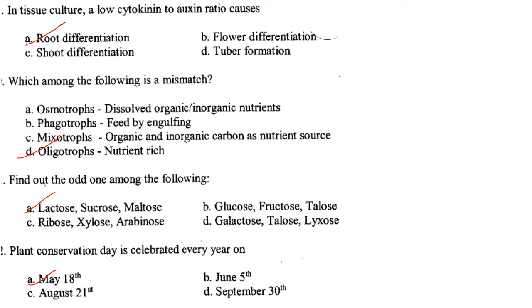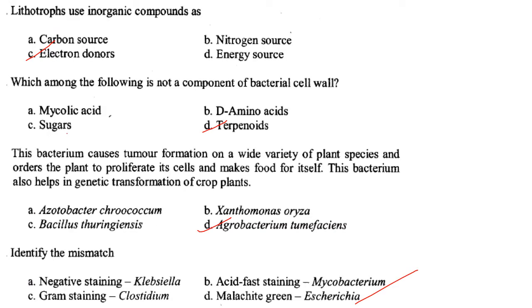Plant Conservation Day is celebrated every year on. So it is on May 18th. Plant Conservation Day is celebrated. So answer is option A. Then lithotrophs use inorganic compounds as. So a lithotroph is a microorganism that uses inorganic substrates as source of electrons or electron donors to drive energy acquisition using either organic carbon or carbon dioxide as a source of carbon for constructing cellular material. So answer is option C, that is electron donors.